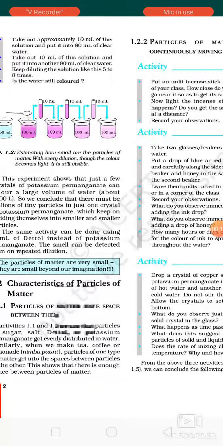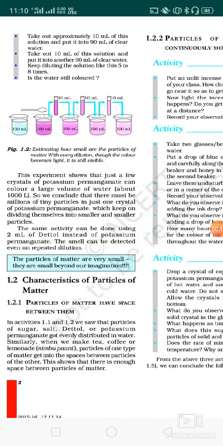Today we will discuss characteristics of particles of matter. Particles of matter have space between them. This is the first characteristic of particles of matter.